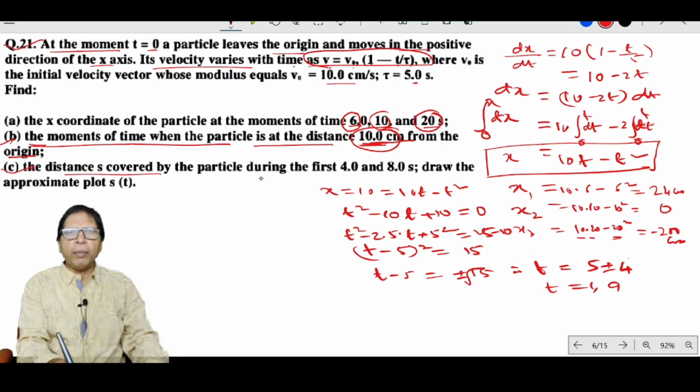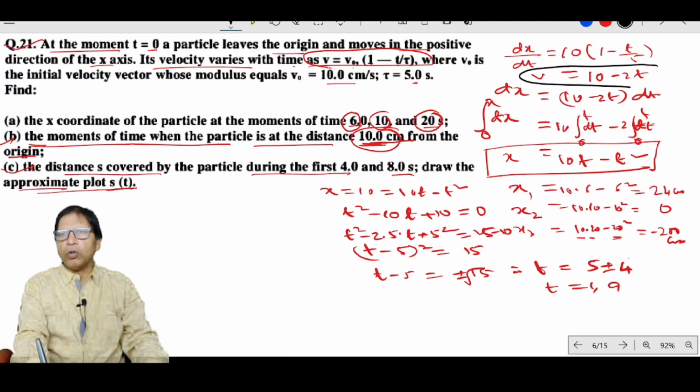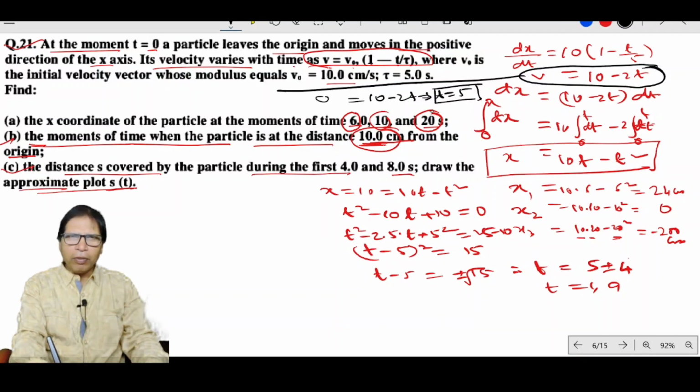Question number C. The distance covered by the particle during the first 4 seconds and 8 seconds, and draw the approximate plot of the s-t graph. Now we have to calculate the time at which the velocity of the particle will be 0. If we put v equal to 0 in this equation, we get 0 equals 10 minus 2t. Therefore t equals 5. So at t equal to 5 second, the velocity of the particle is 0.